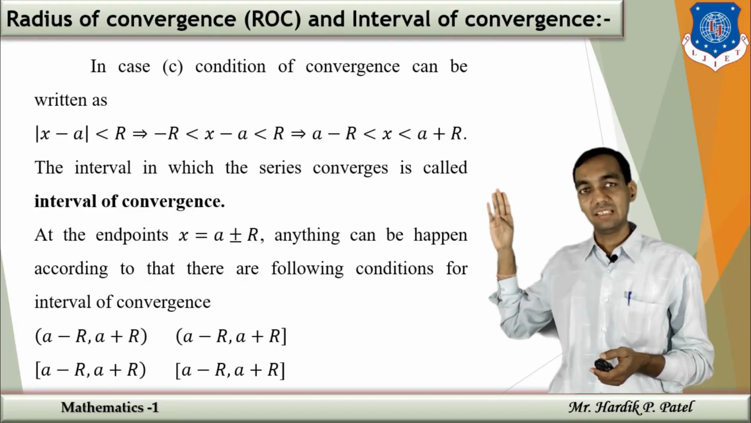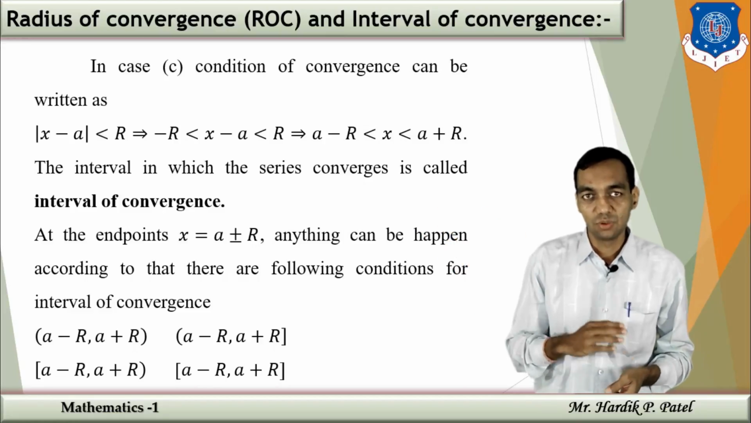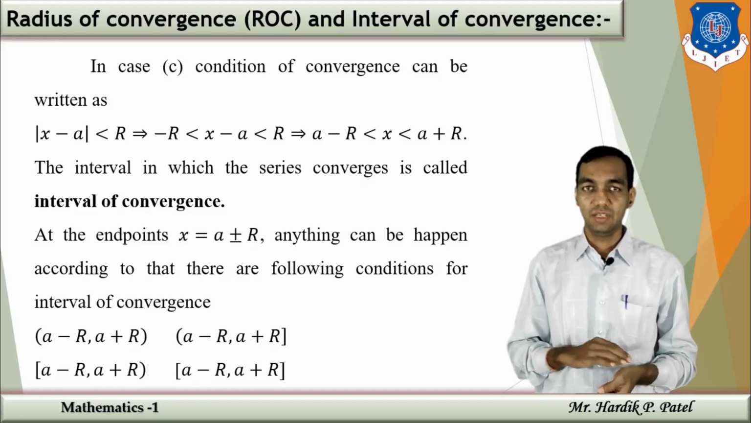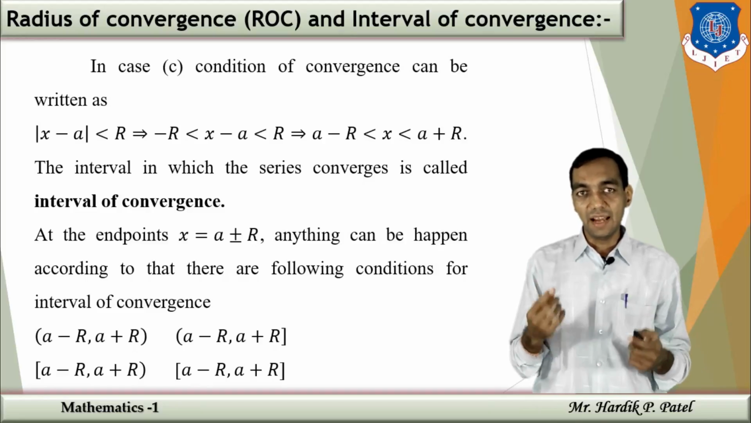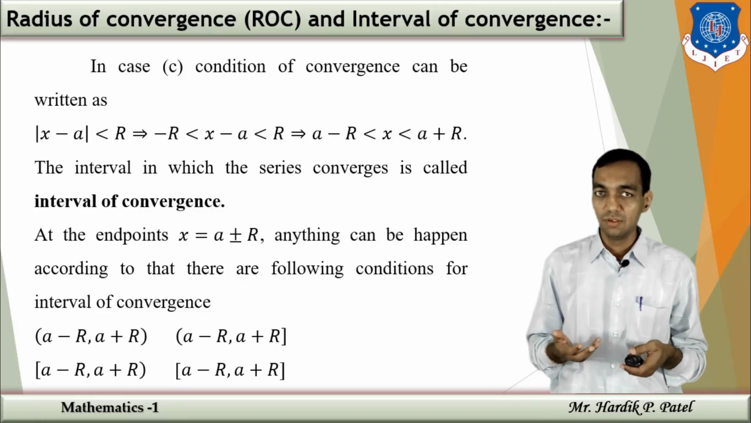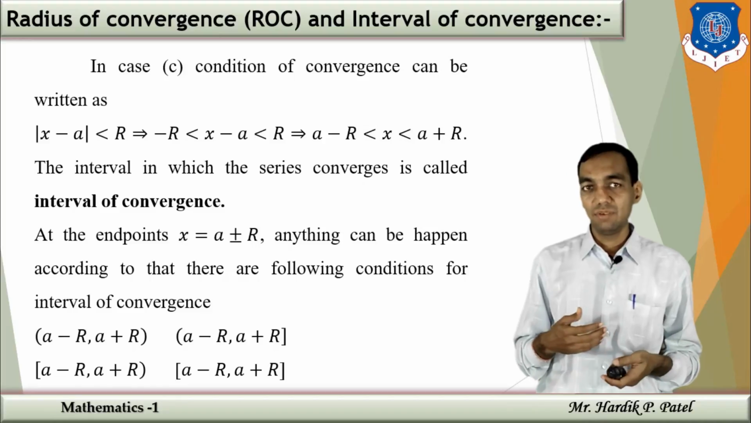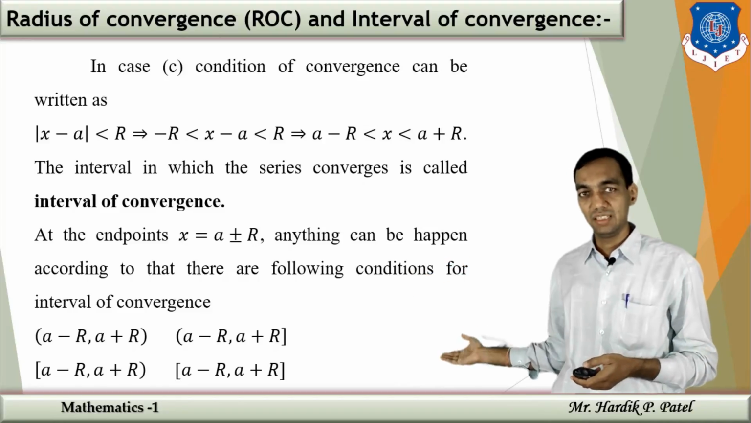That means if x lies between these two values, then your series is convergent. So this interval is called the interval of convergence. Now at the endpoints a plus or minus r, your series may be convergent or may be divergent. So according to convergence and divergence, there are four possibilities.